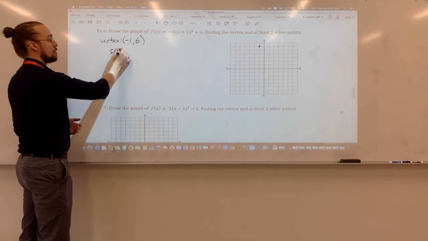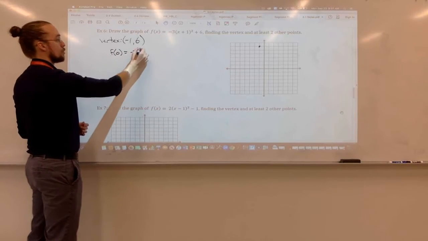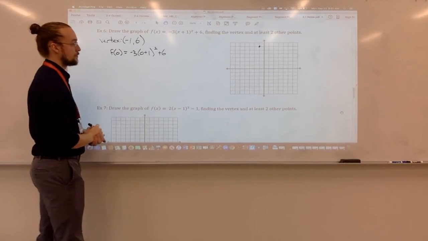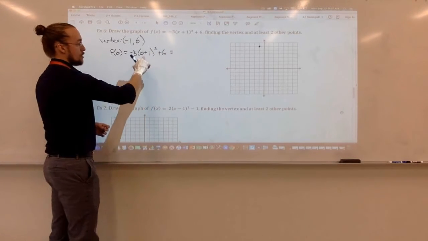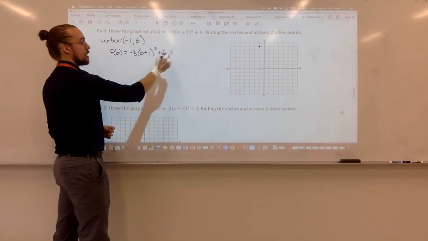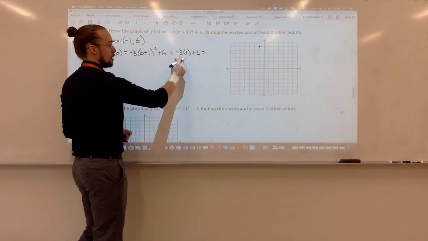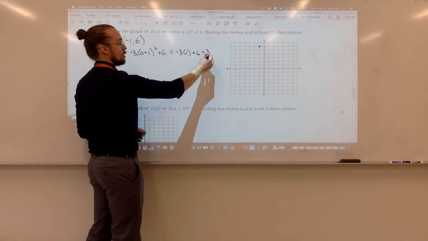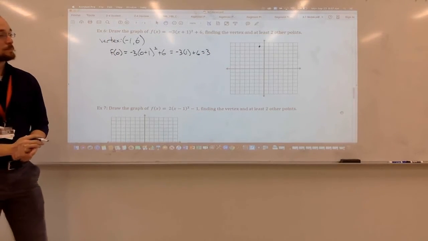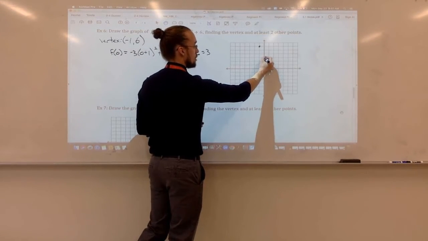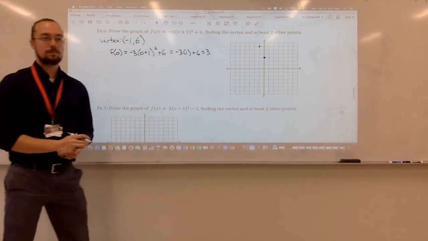So, f of 0 would be negative 3 times 0 plus 1 squared plus 6. So we get negative 3 times 1 plus 6. So negative 3 plus 6 would be 3. So the point 0, 3 is on my graph.